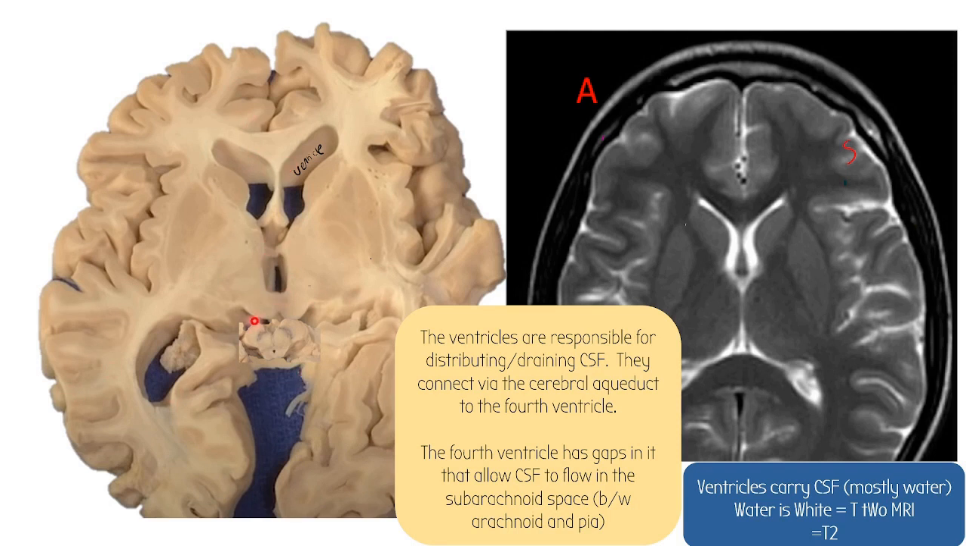Underneath the third ventricle will be something called the cerebral aqueduct, which is basically like a little tube, and this is going to connect to your fourth ventricle, which is at the base of the brain. And the fourth ventricle has gaps in it which allow the cerebrospinal fluid to flow into the subarachnoid space.